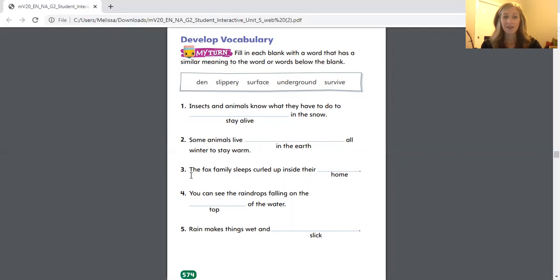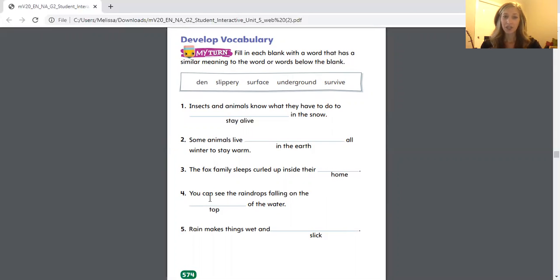Number 3, the fox family sleeps curled up inside their blank. What's another word for home? We've already used survive and underground. So is it den, slippery, or surface? Which one of those words is a type of home? If you said den, you are correct. Number 3 should be den.